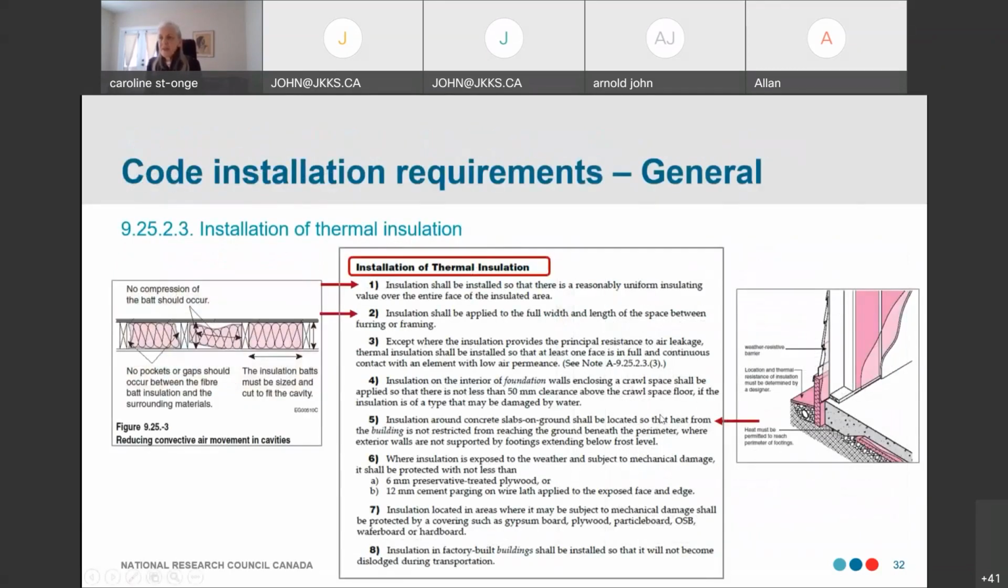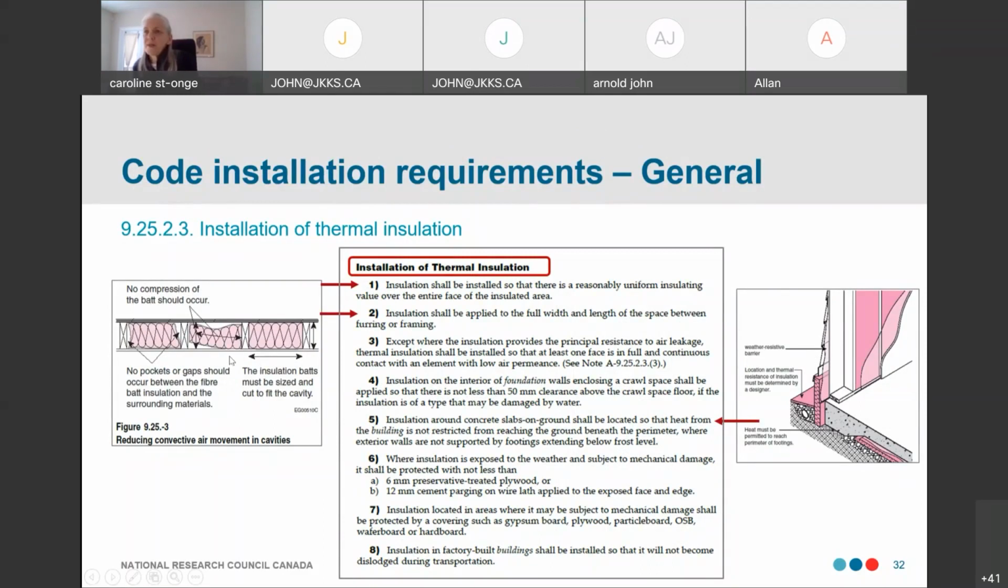Now, with respect to the following requirements in the code, beside the list of all the standards, there is general requirements with respect to installation, and I'm referring to Article 9.25.2.3 of the building code. There are 8 sentences in that article. I'm going to focus only on sentences 1, 2, and then 5.